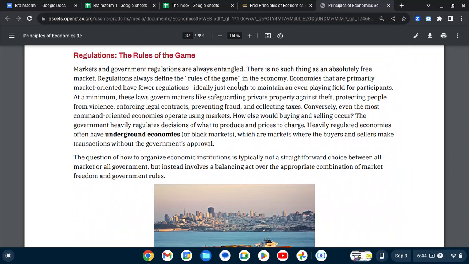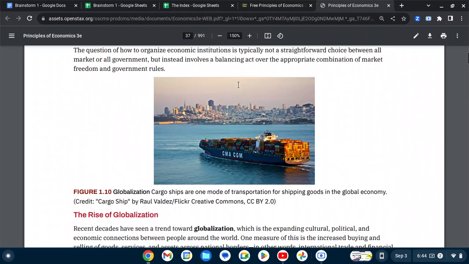Conversely, even the most command oriented economies operate using markets. How else would buying and selling occur? The government heavily regulates decisions of what to produce and prices to charge. Heavily regulated economies often have underground economies, which are markets where the buyers and sellers make transactions without the government's approval. The question of how to organize economic institutions is typically not a straightforward choice between all market or all government, but instead involves a balancing act over the appropriate combination of market freedom and government rules.